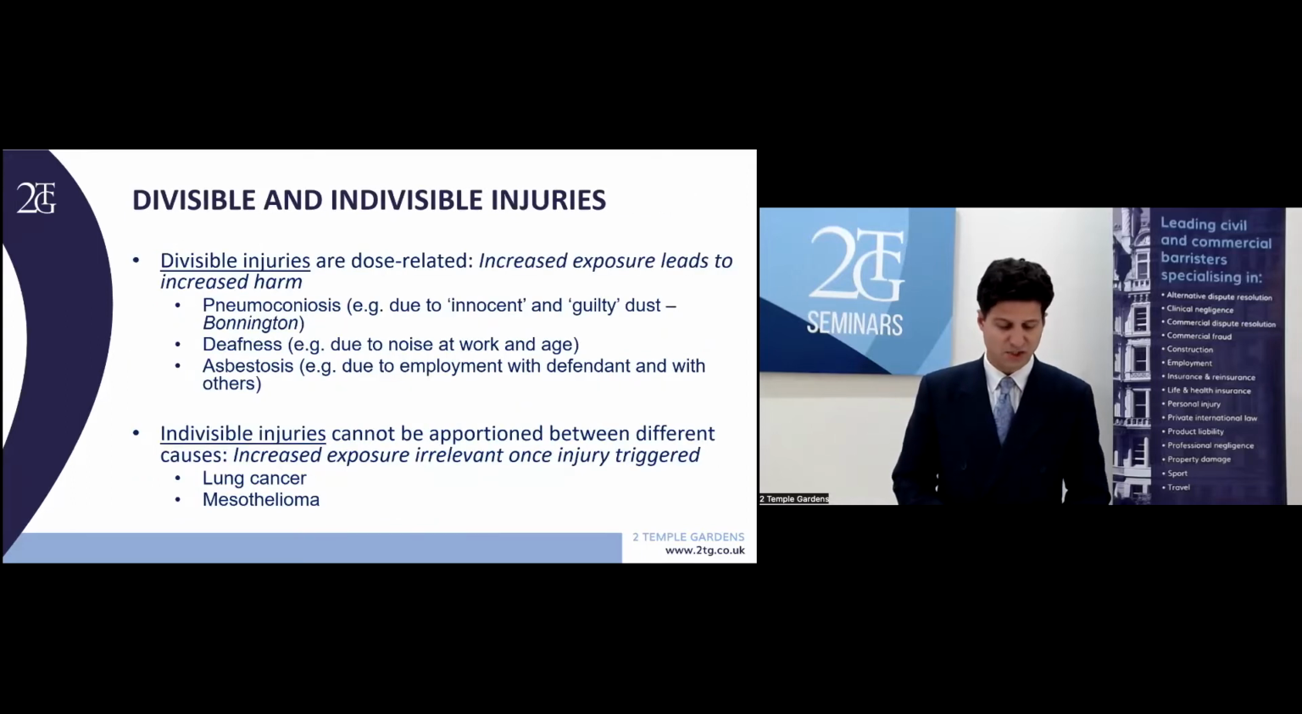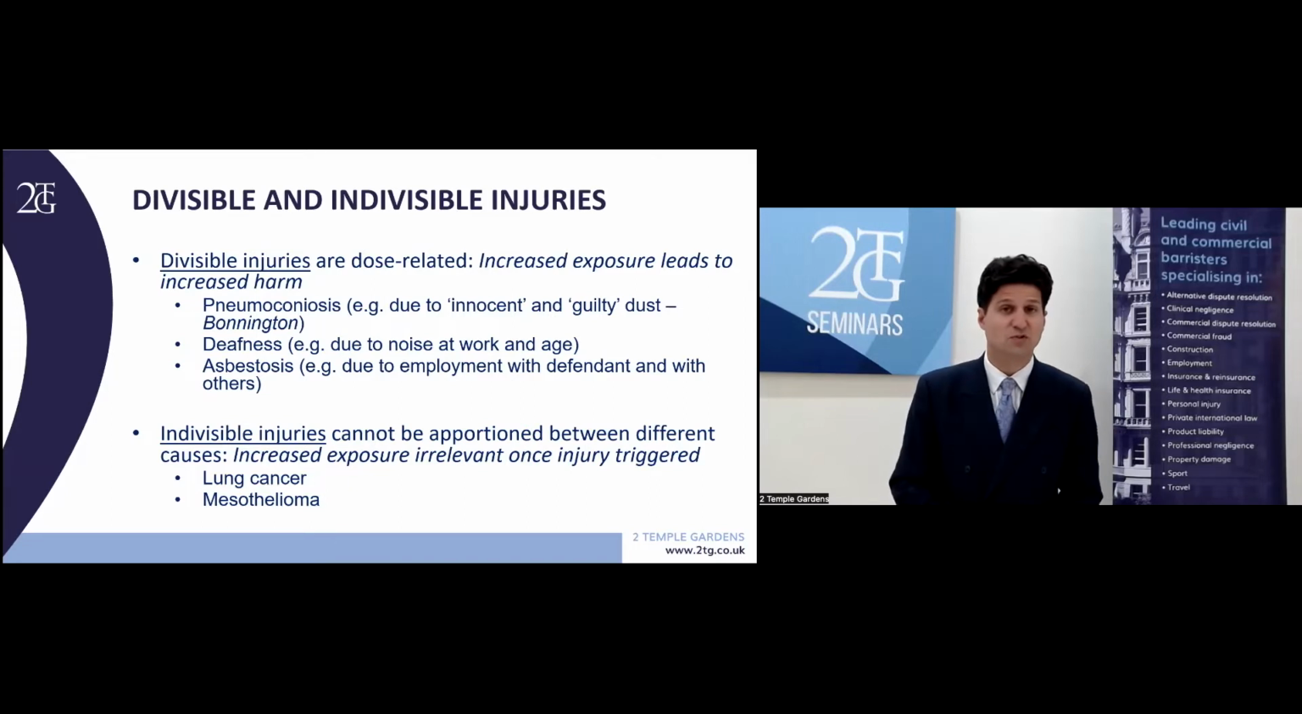Any study of causation today must involve understanding the difference between divisible and indivisible injuries. The critical distinction is that for divisible injuries, there is a dose-response relationship. They're cumulative. More harm is caused by increased exposure to the relevant cause. The slide gives 3 examples of divisible injuries. Bear in mind pneumoconiosis, as we shall come to Bonington, a pneumoconiosis case, in due course. Deafness is quite a good example. In virtually every noise-induced hearing loss case, we have to separate out the amount of impairment due to noise exposure from that due to age.